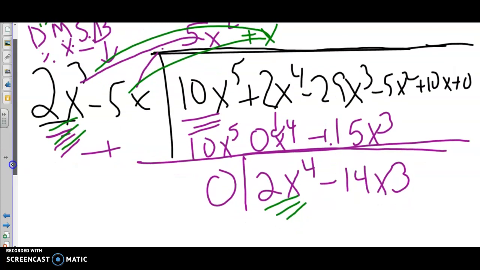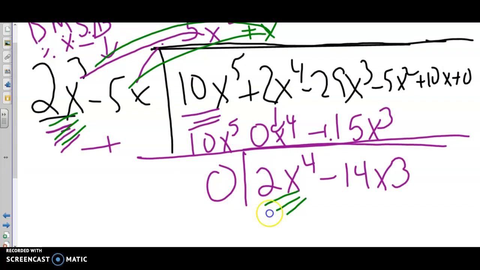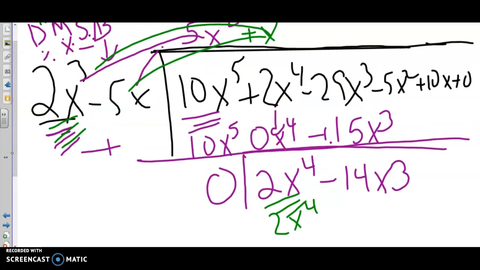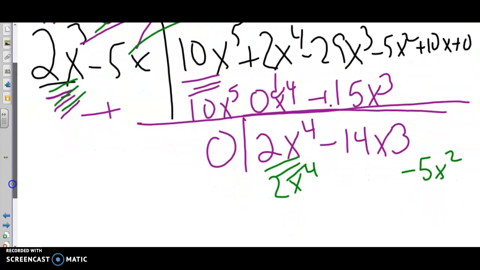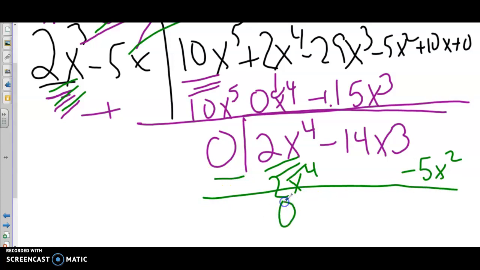in the right columns. So x times 2x to the third is 2x to the fourth. And x times negative 5x going down is negative 5x squared. So that goes here, negative 5x squared goes here. So notice I don't put that underneath the cube because that's not going to line up. We subtract. This is going to be a 0.